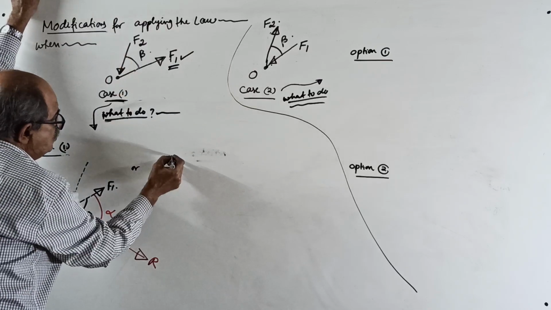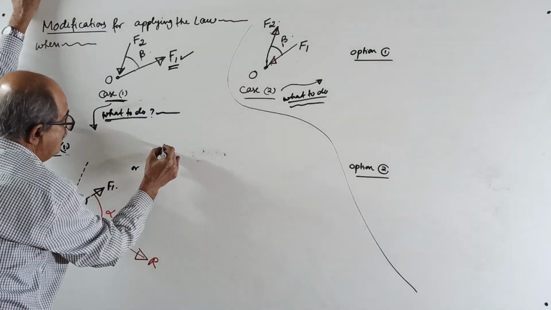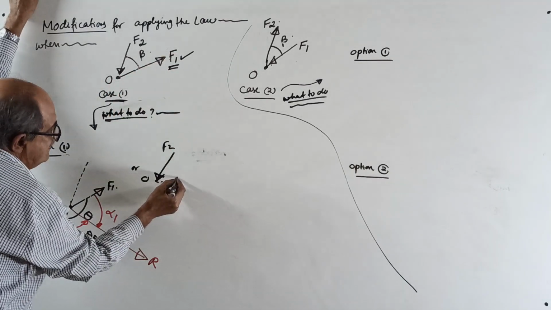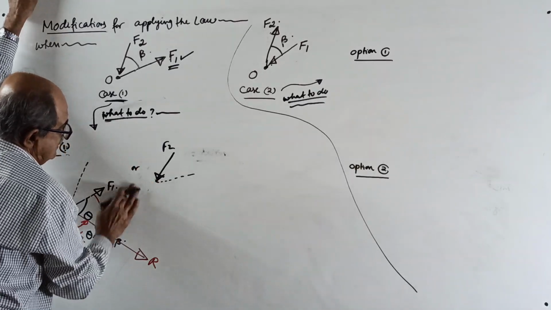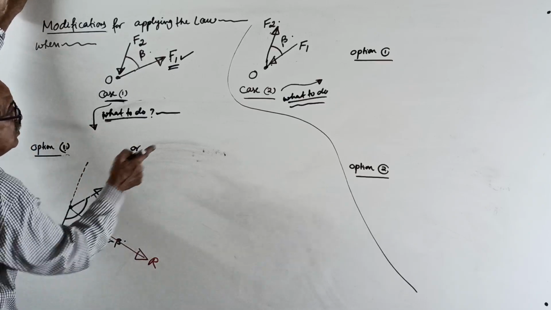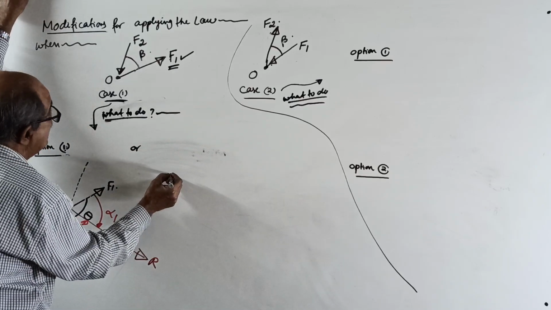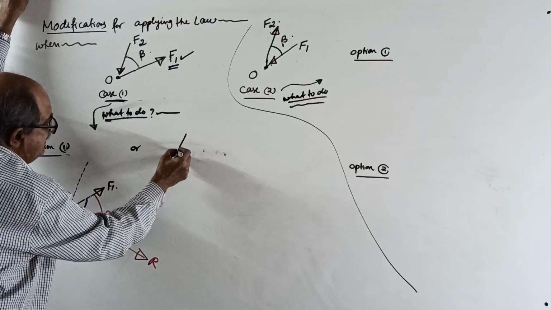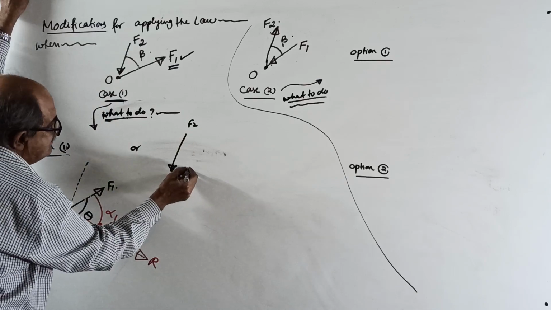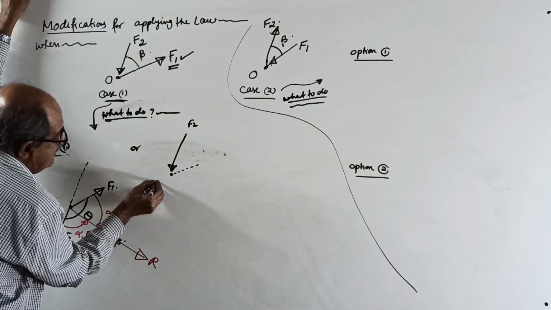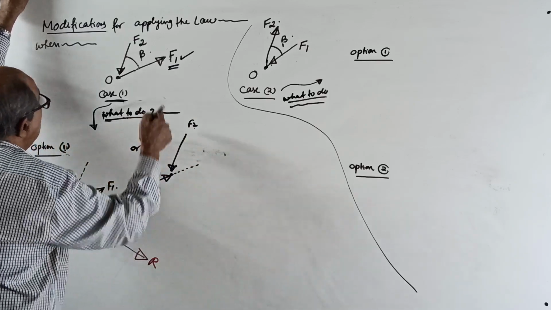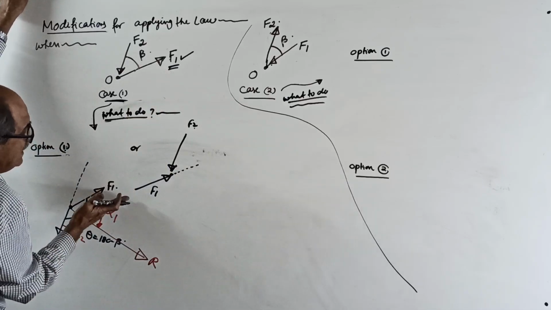You maintain F2 as it is. F2 incoming. F1 is given like this. This is the point O. Or one more way, option 1 only. F2 you take as it is, F1 is given this way, you make it this way. This is your F2 as it is. So now F2 is incoming, F1 also make incoming.